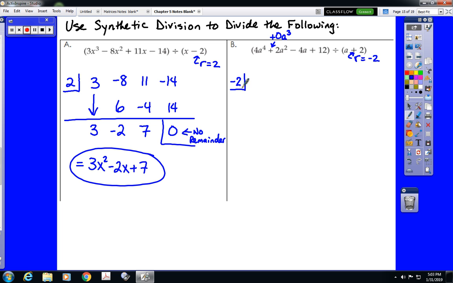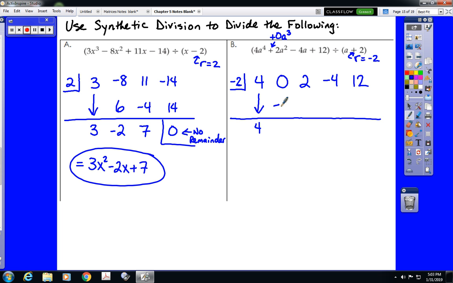So when we go to do this, r goes in the box, that's negative 2. And our coefficients would be a to the 4th is 4, a to the 3rd isn't there, so we need to put in a 0, a squared is 2, a to the 1st is negative 4, and the numeric term is 12. Leave one line of space for the work, draw a line. Bring the 4 straight down.